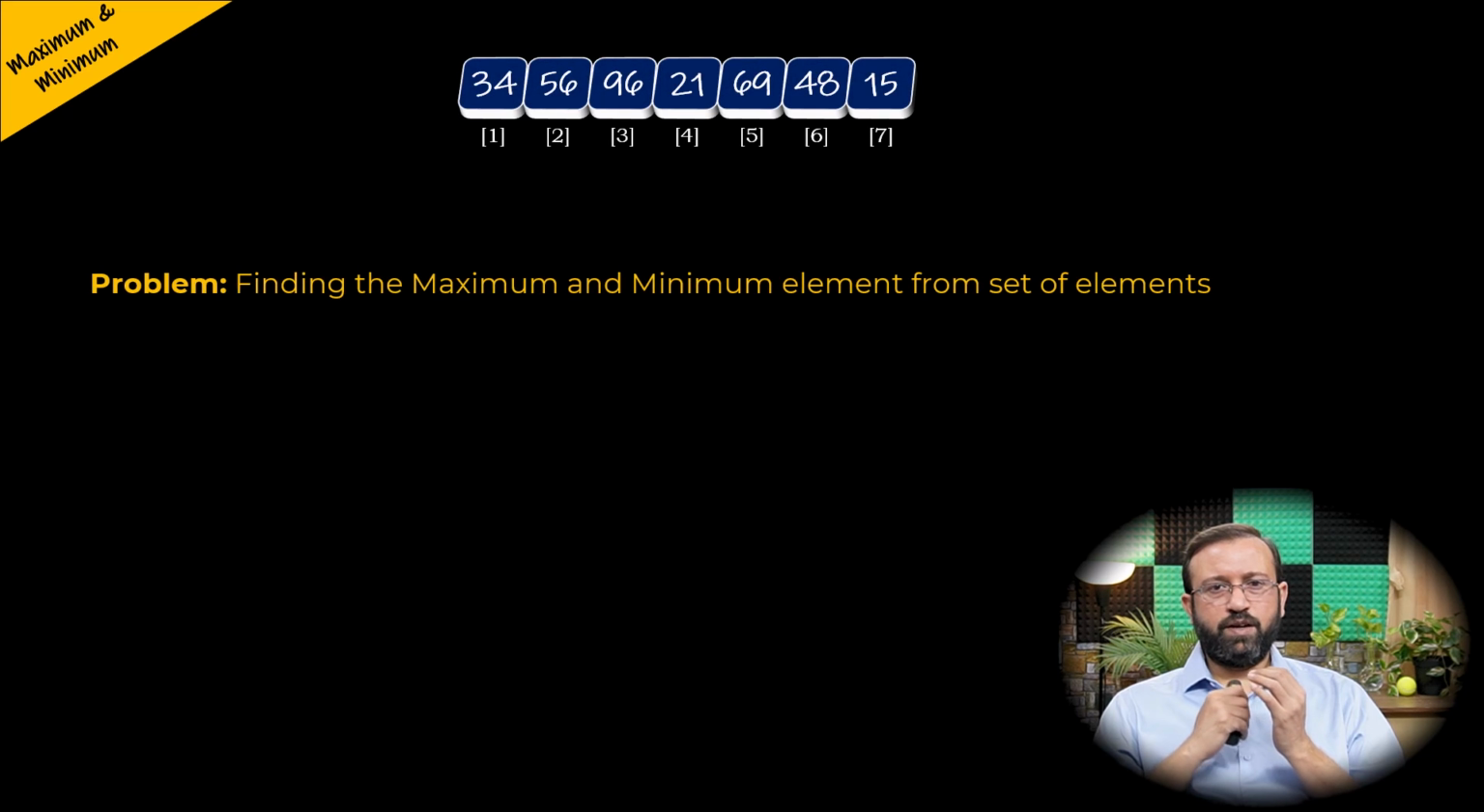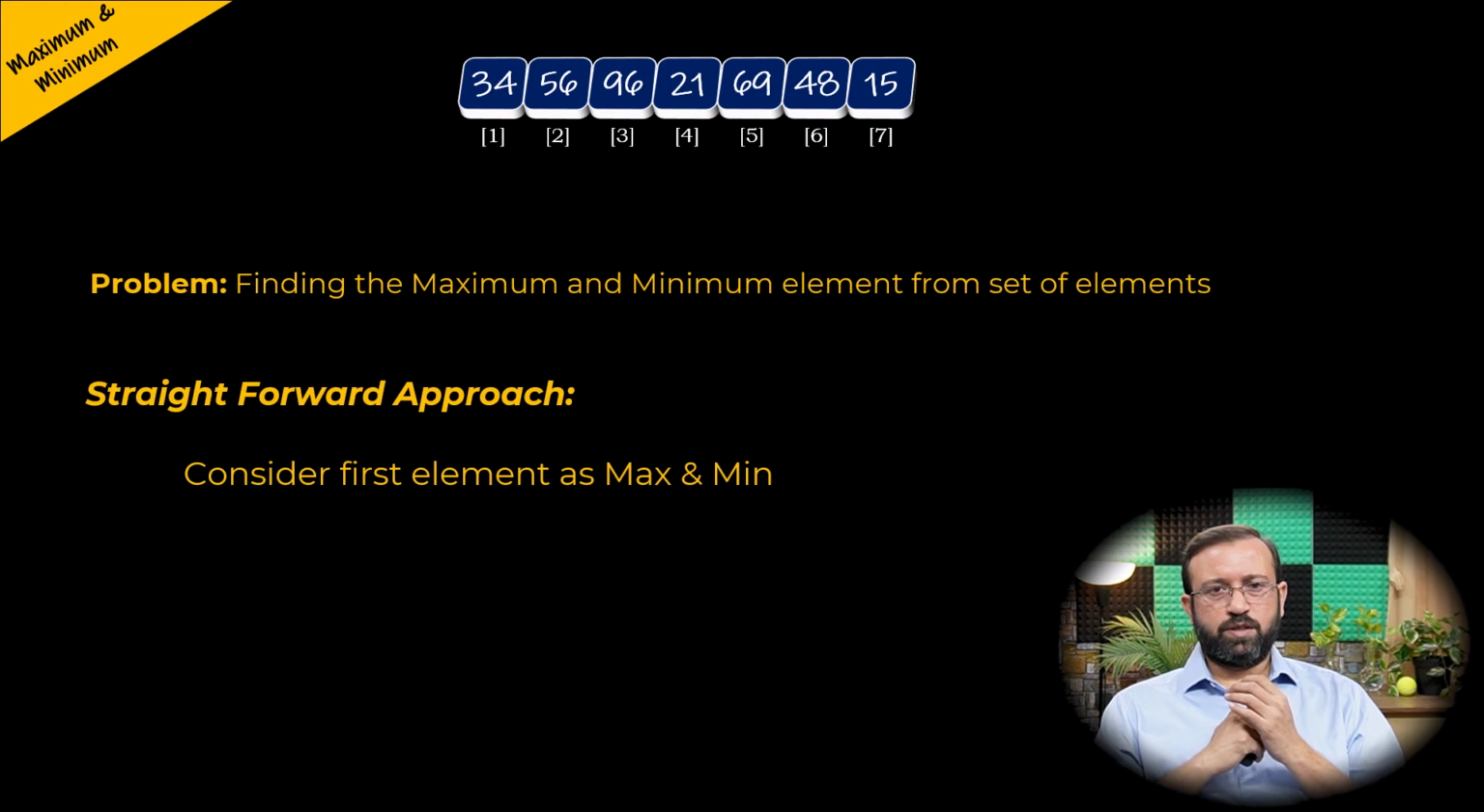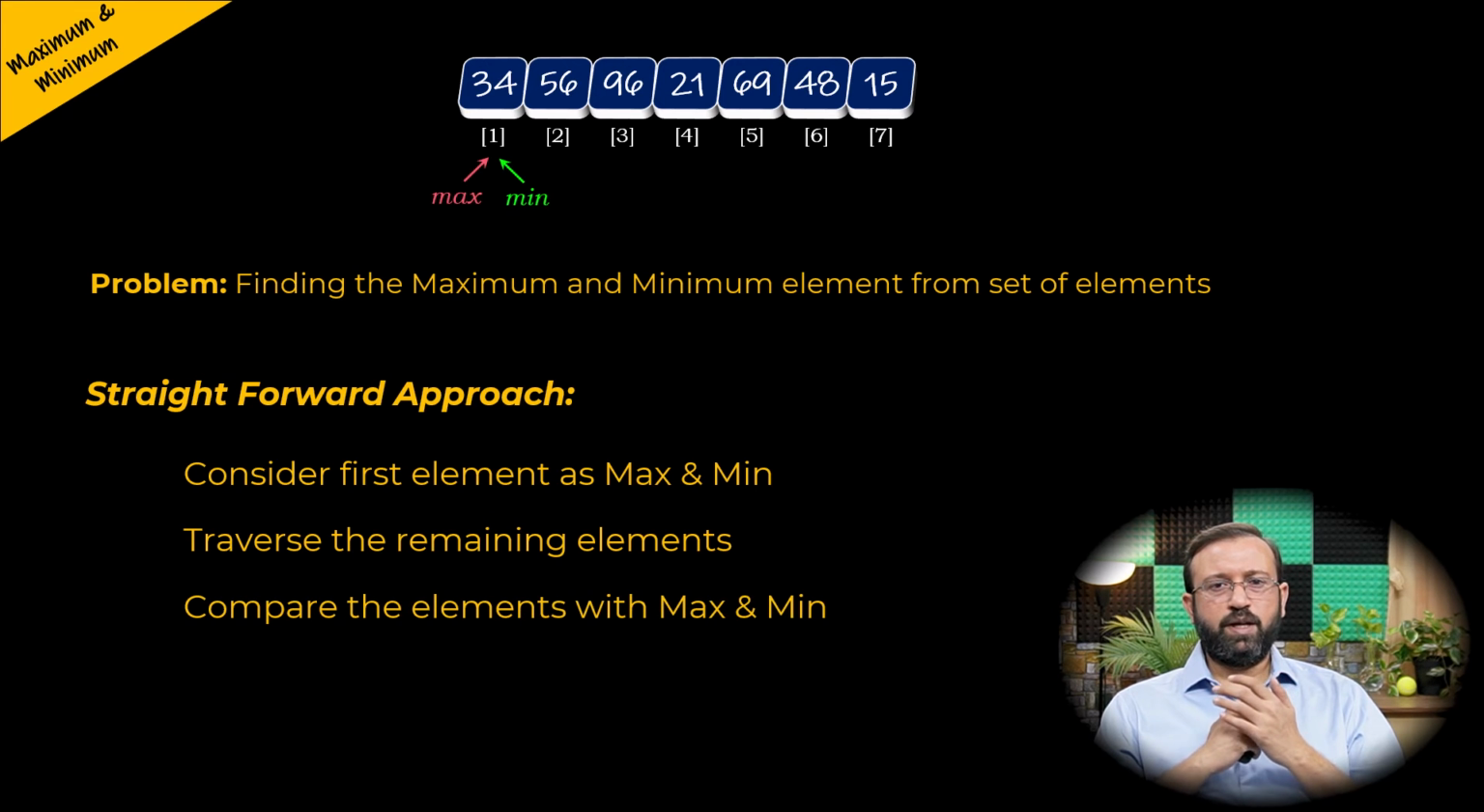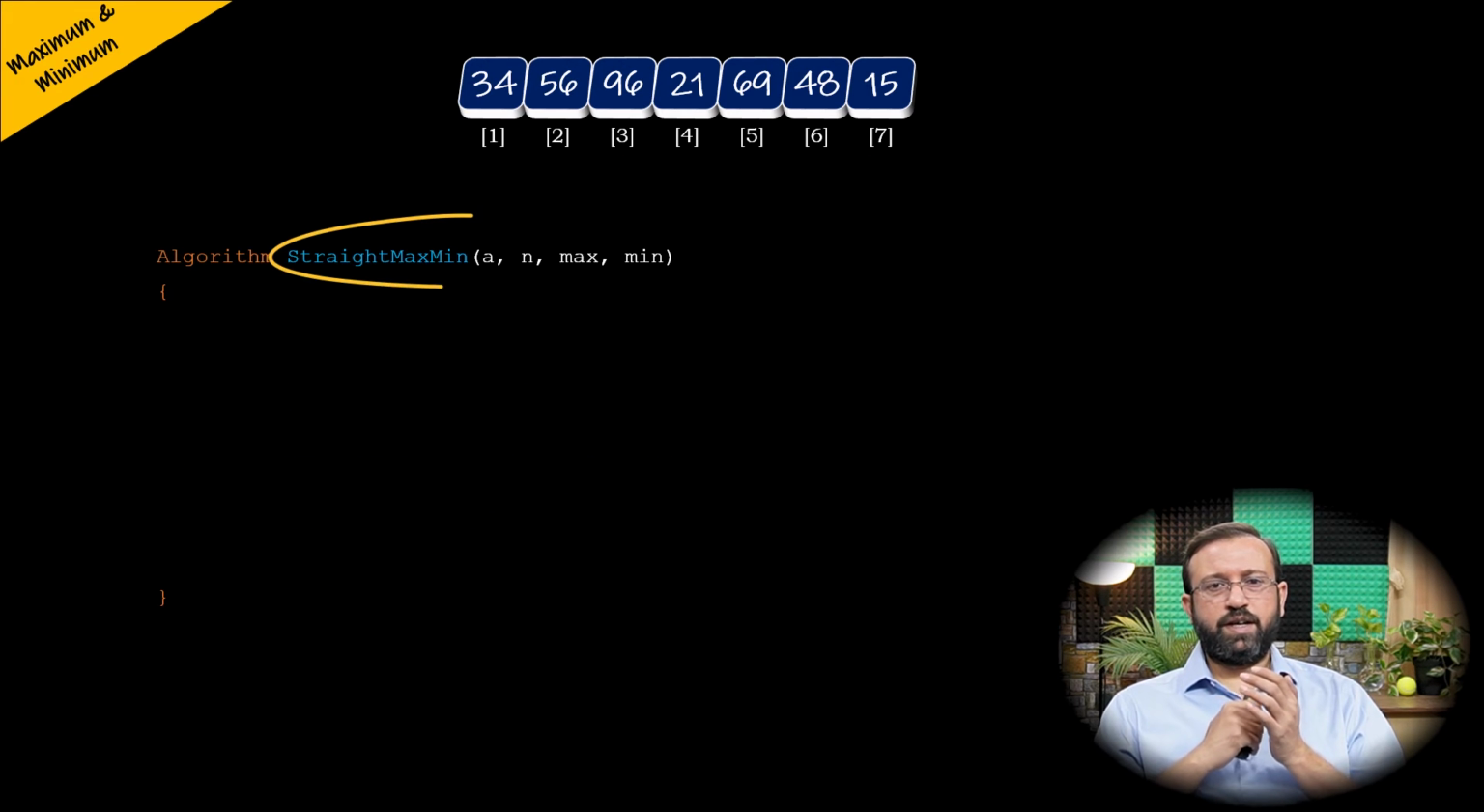A simple and straightforward approach is to use two variables, min and max, and initialize them to the first element. Then traverse the remaining elements in the array, comparing each element with the min and max variables, and respectively find the min and max element. To perform these operations, we have an algorithm known as straight MaxMin, which takes the first parameter as array A containing a set of elements. The second parameter is the number of elements, that is n. The third and the fourth parameters are max and min to store the results.